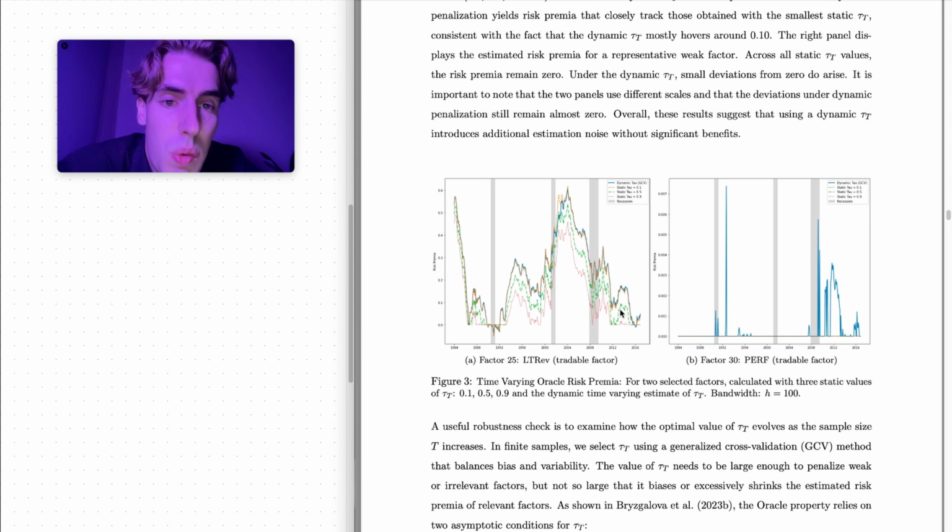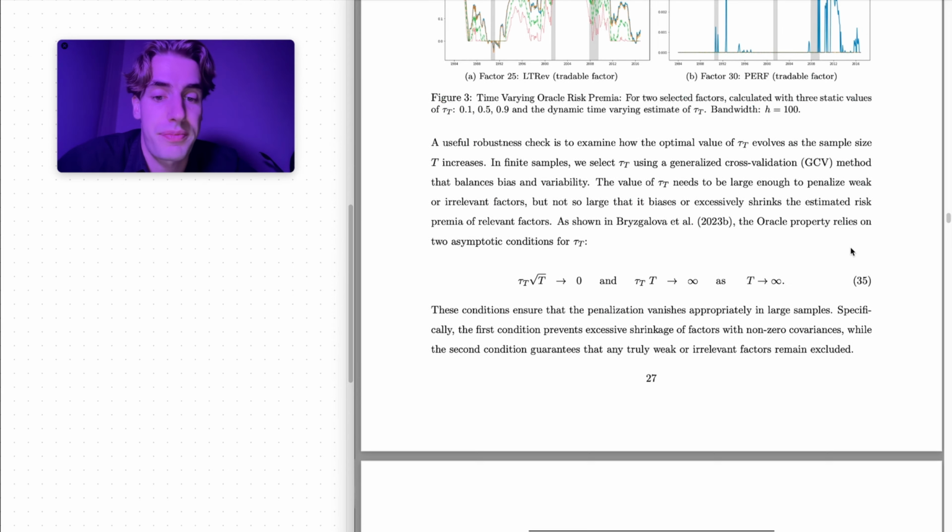That difference is almost insignificant. For a factor that is not deemed relevant by the oracle estimator for all static values, still the dynamic value we obtain makes the risk premia shoot up. They're still almost zero, but they sometimes become non-zero, which we do not want. This seems weird. So that's why we choose to have the static tau of 0.1.